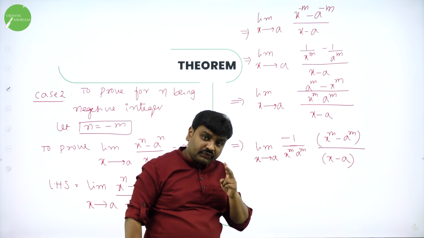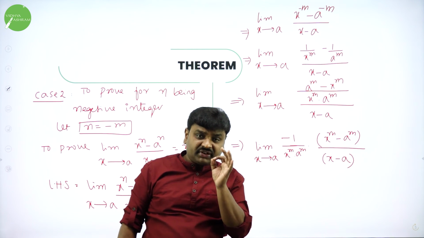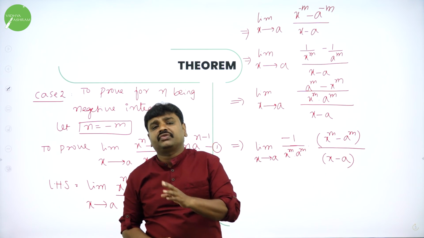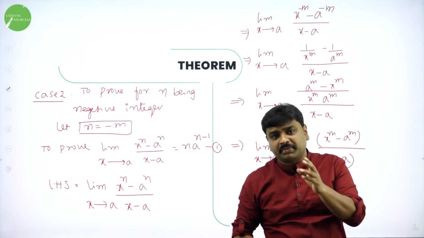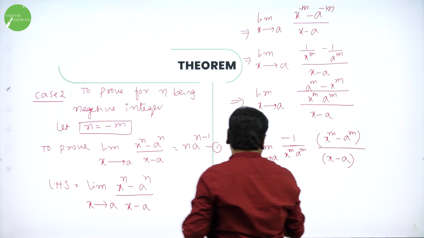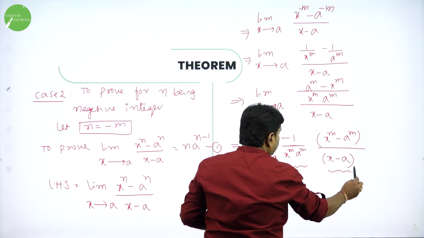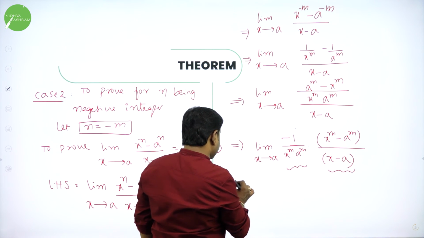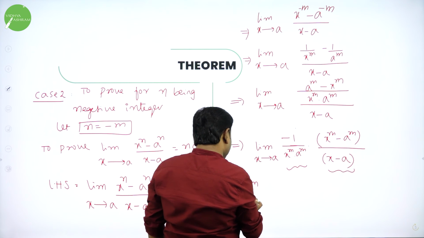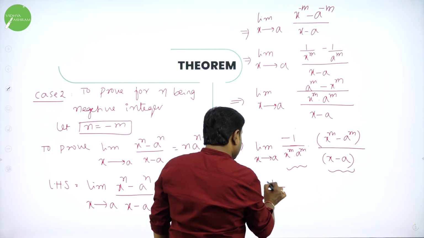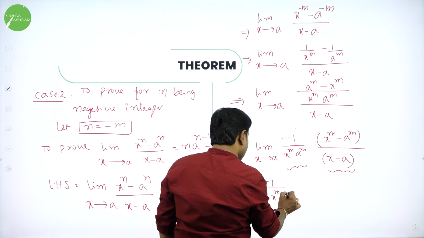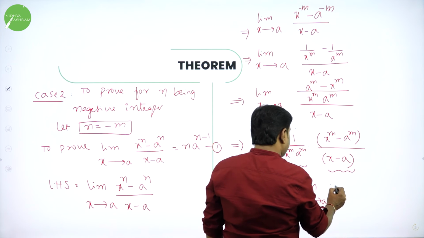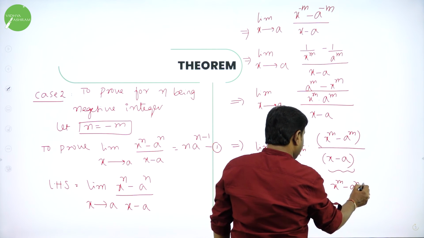Now if you have a product of two terms, we know in algebra of limits, in my last session I taught you, if you have f of x into g of x, you can apply limit for f of x separately and you can apply limit separately for g of x. Now I have a product of two terms, this and this. Now I can apply limit separately for this, and separately for this. That's what I will do. That implies limit x tends to a, 1 minus 1 by x power m, a power m, and again limit x tends to a, x power m minus a power m by x minus a.